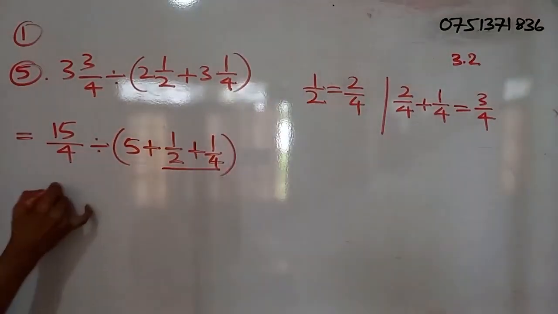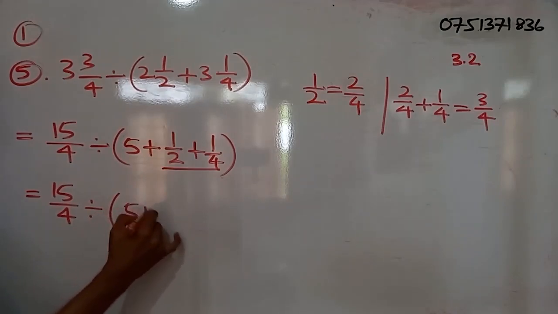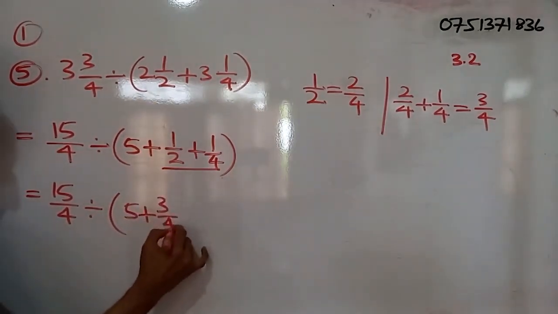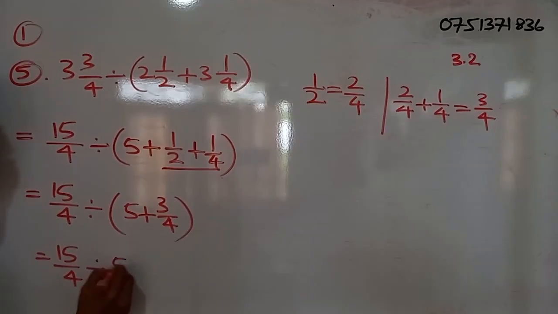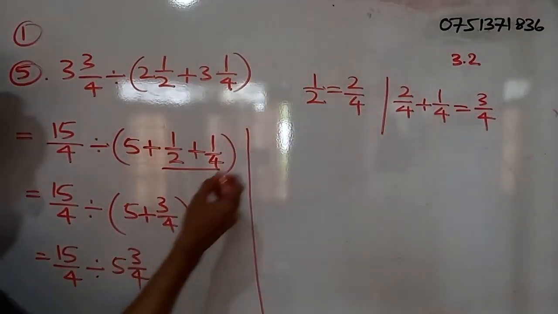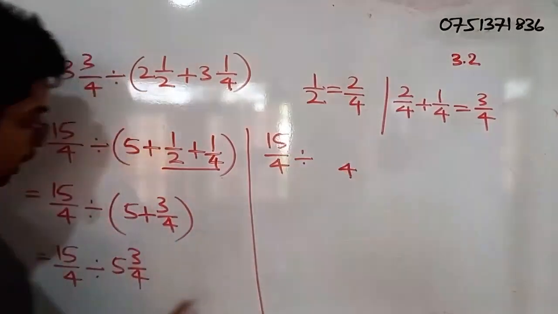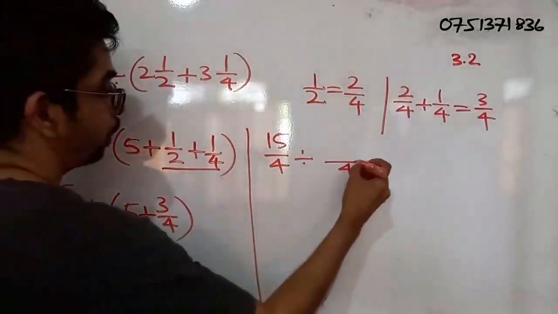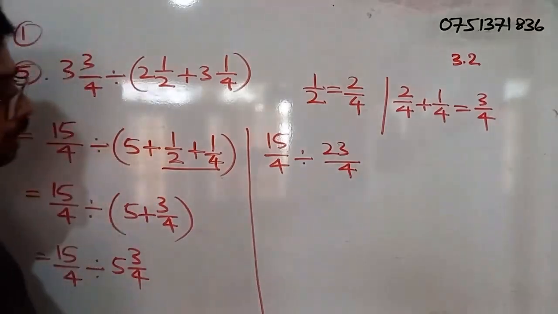3 by 4 equals 15 by 4 divided by 5 plus 3 quarters. So 15 by 4 divided by 5 and 3 by 4. Okay. Now what do I have to do? I have to convert this into what? Improper fractions. So 15 by 4 divided by, here the denominator will be 4. 4 times 5 will be 20. Add another 3, it becomes 23.